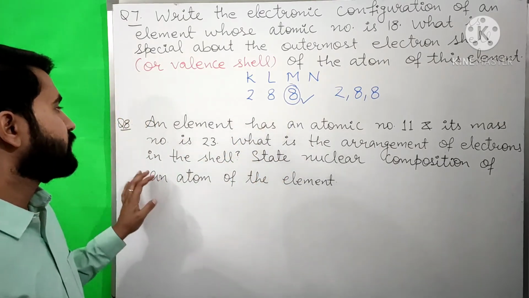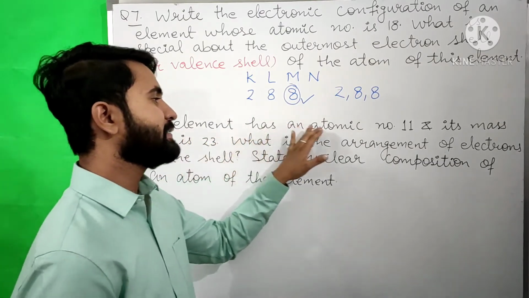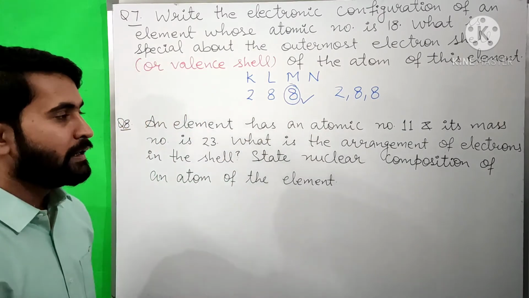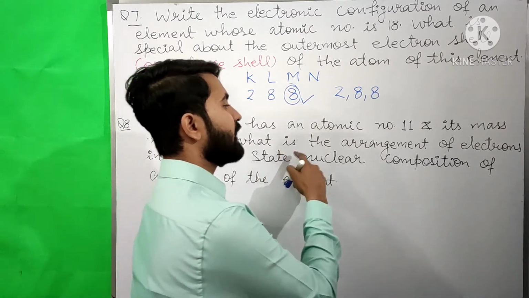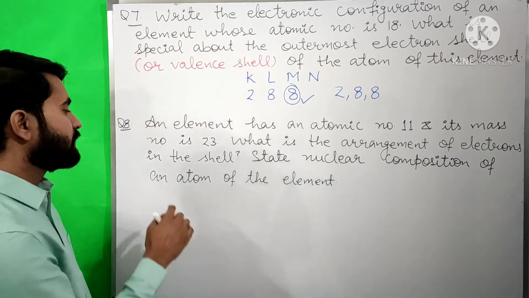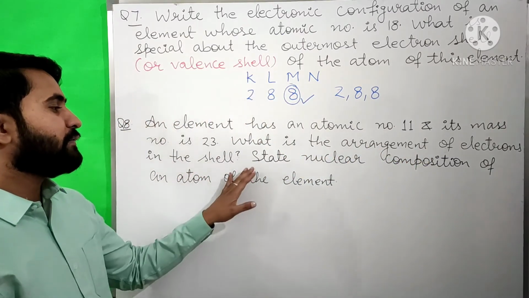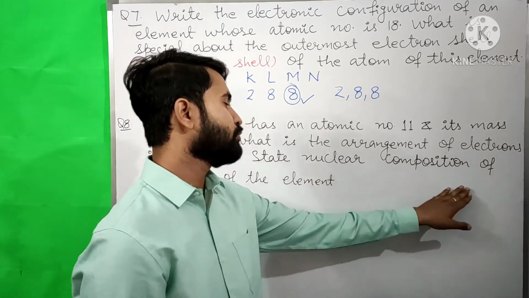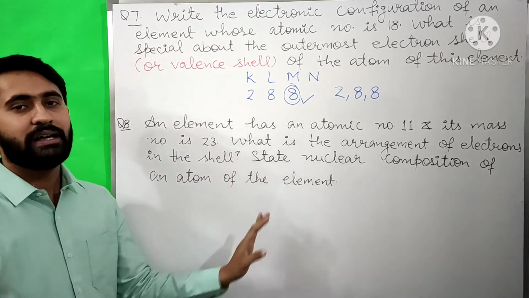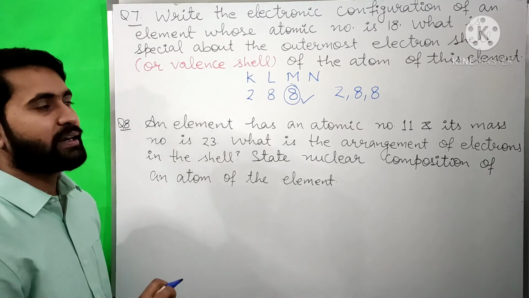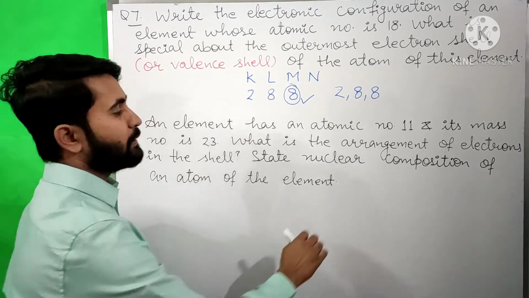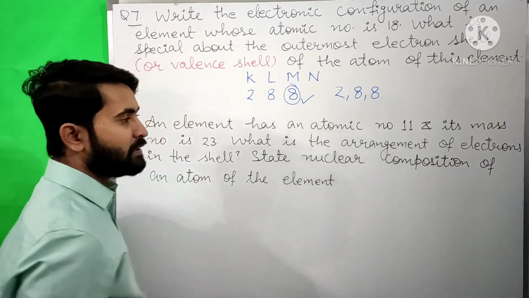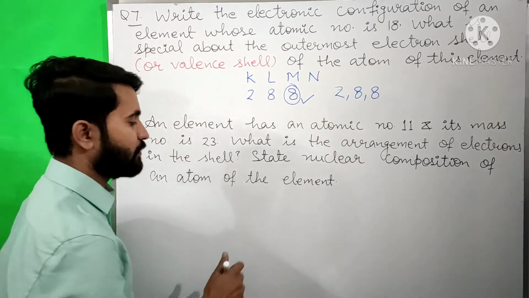Now the next question is, an element has an atomic number 11 and its mass number is 23. What is the arrangement of electrons in the shell? And we have to state the nuclear composition of an atom of the element. So first of all, we will write the electronic configuration of this element. Now the atomic number of this element is 11. So it will have 11 electrons.